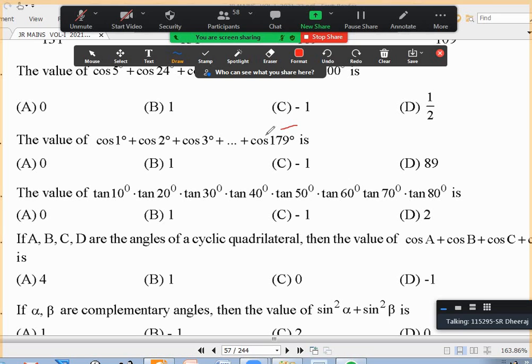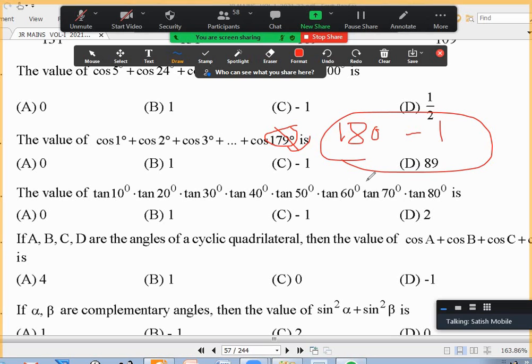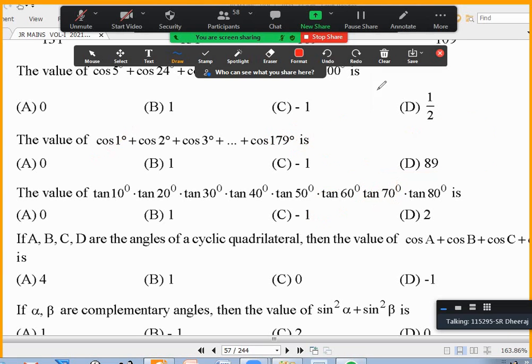How can we say, sir? Okay, write it as 180 minus 1. Understood. And cos 180 minus theta is cos theta. That's how it will become cos 1 with a minus. That will get cancelled with this. Yes, sir. Hemant, is it clear?